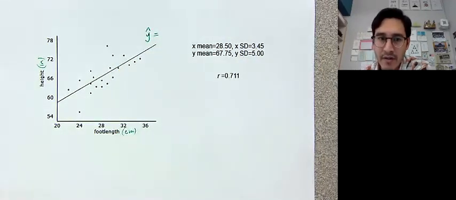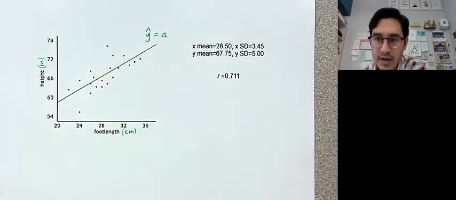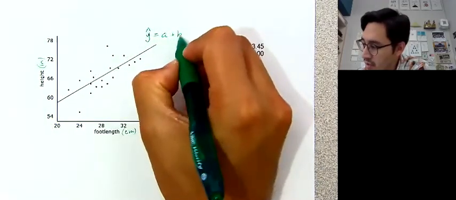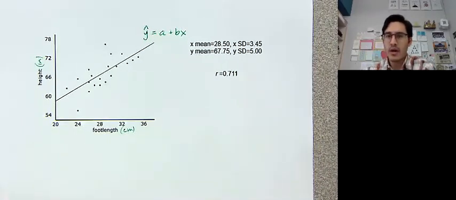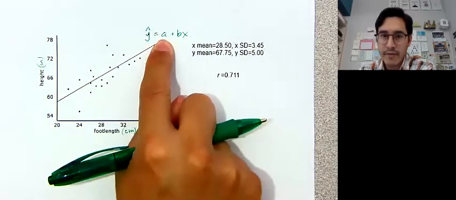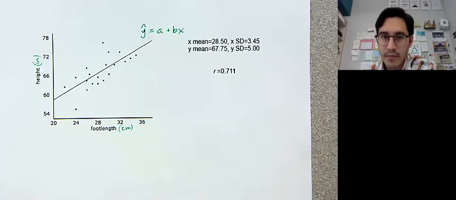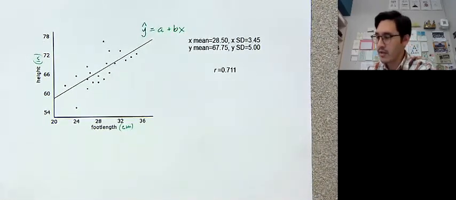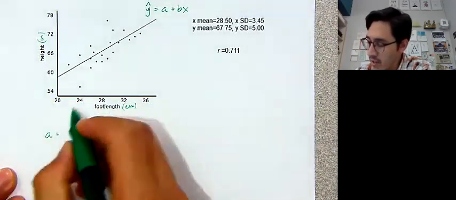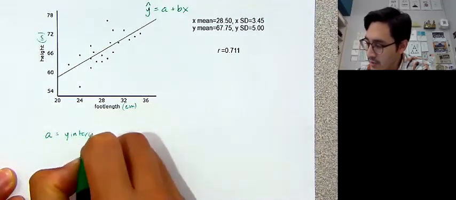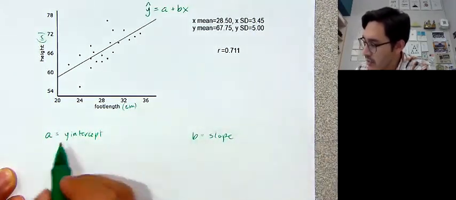Now we know that lines have both an intercept and a slope. In statistics, we write it this way: a for the intercept or the constant term, plus bx for the variable or the slope term. So our goal then is to figure out the values of a and b. If I know the slope and the intercept, then I know all the coefficients of the equation. Let me make a note down here: a is the y-intercept, and b refers to the slope.